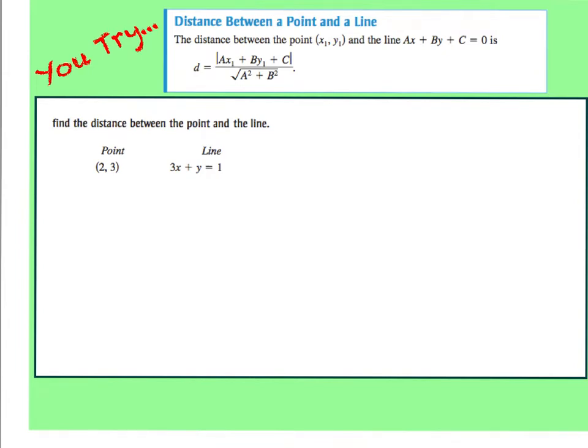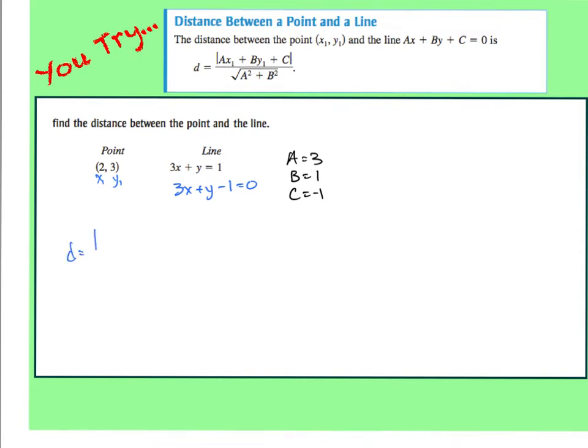All right, so this is my x1, y1, and we should notice that this line is not in the standard form in which we need. So the easiest way for me is just to subtract 1. So now I have 3x plus y minus 1 is equal to 0. So my a is equal to 3, my b is equal to 1, and my c is equal to negative 1. All right. So now, let's just substitute it in.